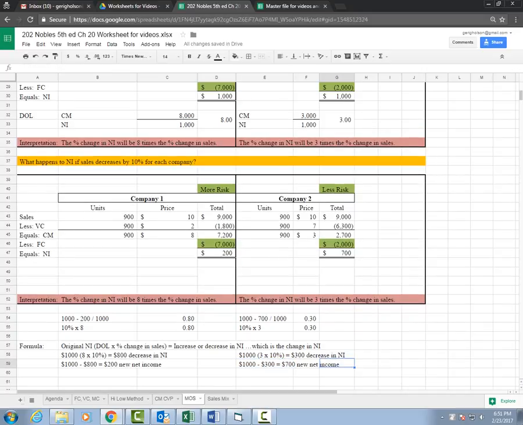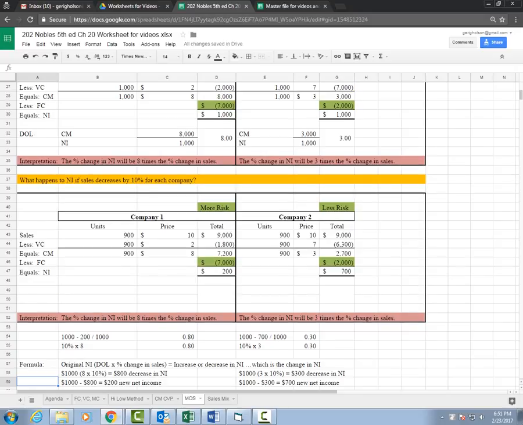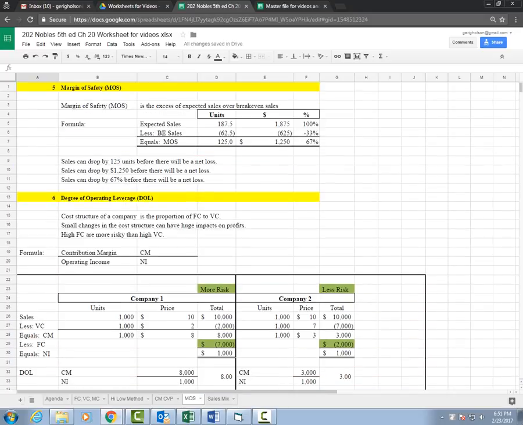Okay, the degree of operating leverage takes a little bit of work and a little bit of practice to get to where you can do the right answer. So practice on it, do a good job, learn it, and come back for more knowledge about cost, volume, profit. Okay, bye-bye.